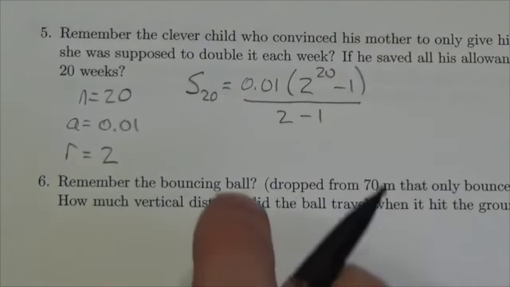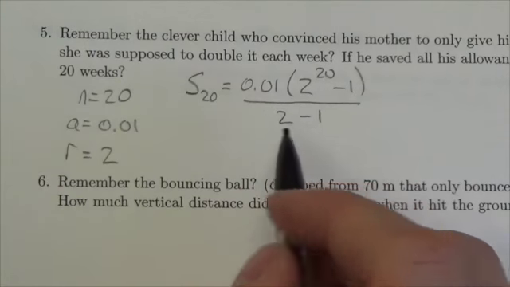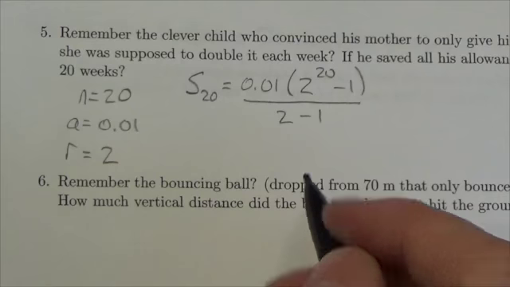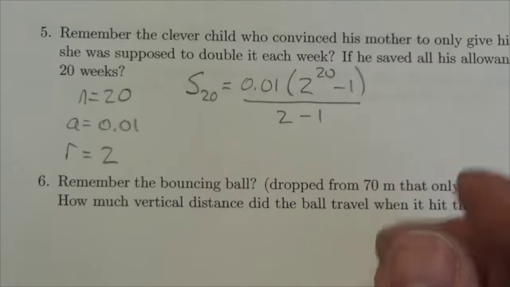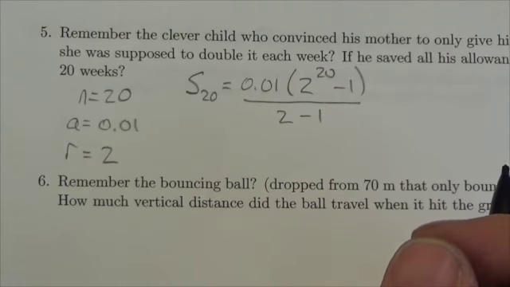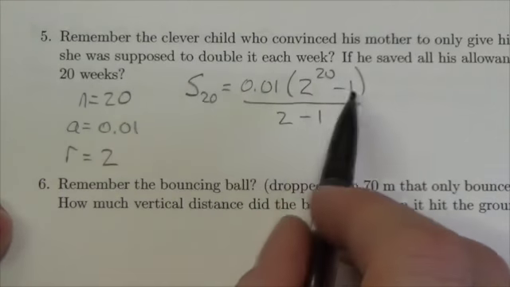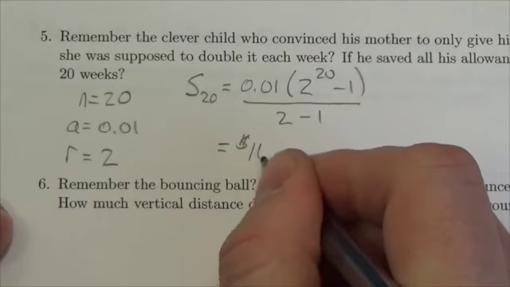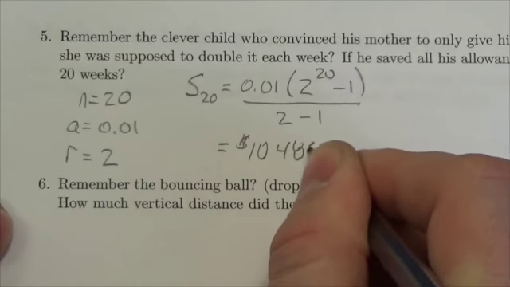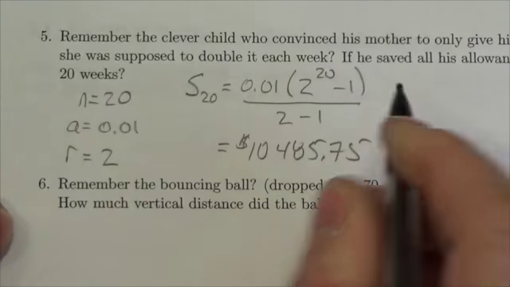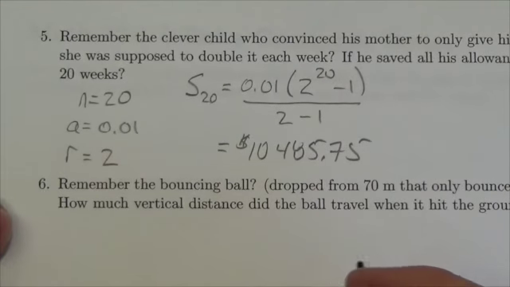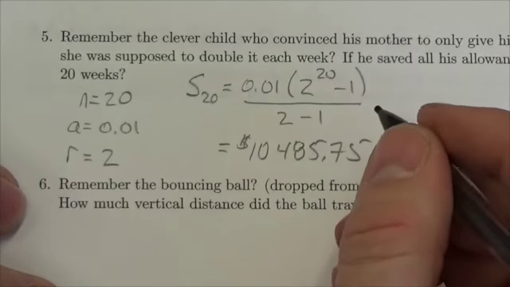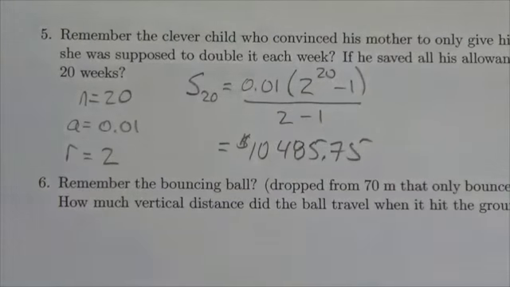Now, this is really just calculator work. And what I like about this one right here is that the denominator is 2 minus 1. So 2 minus 1 is just 1, so that's really not doing anything to the calculation. You can kind of just ignore it and just focus on the numerator. And when you plug that in your calculator, you get that after 20 weeks, this child here will have accumulated $10,485.75. Hey, that's a pretty good income there from just doing some chores.